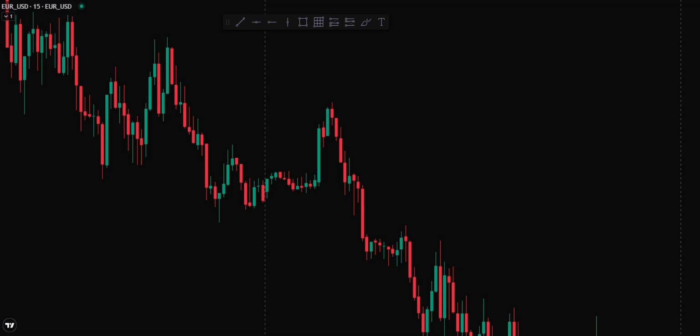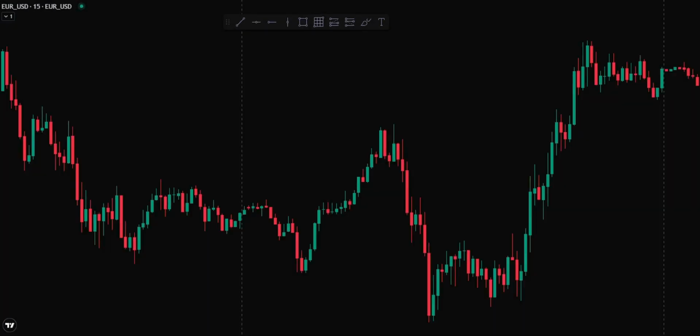The first thing you need to understand when analyzing structure is the pullback. A pullback is a temporary pause before the price continues in its main direction. The kind of pullback we study here is more precise than the usual correction. We analyze it candle by candle. In an uptrend, when a candle breaks the low of the previous one, even just with a shadow, that's a pullback. In a downtrend, if a candle goes above the high of the previous one, even slightly, that's also a pullback.